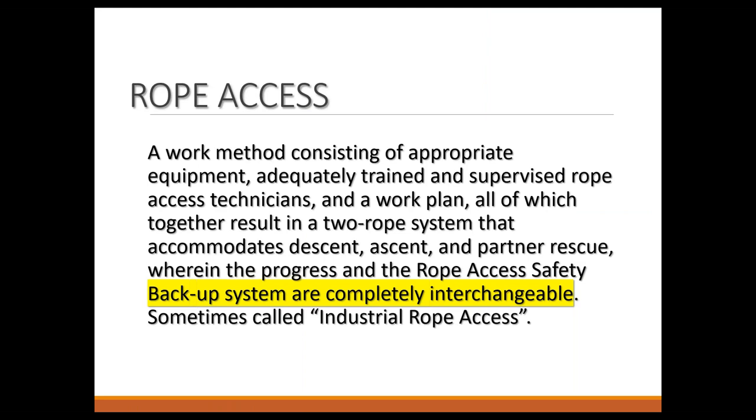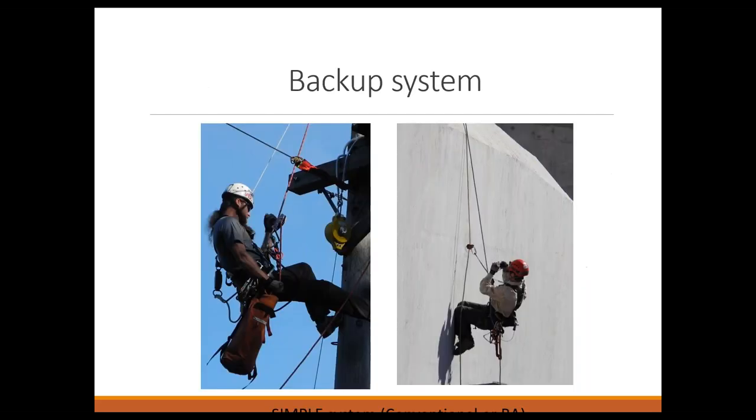So again, that backup system being completely interchangeable is one of the key elements that defines rope access. The backup system and the progress system should be completely interchangeable. Again, looking at those same two pictures, we see the difference between the backup systems: the RDS, the rope descent system, on the left, the rope access system on the right.